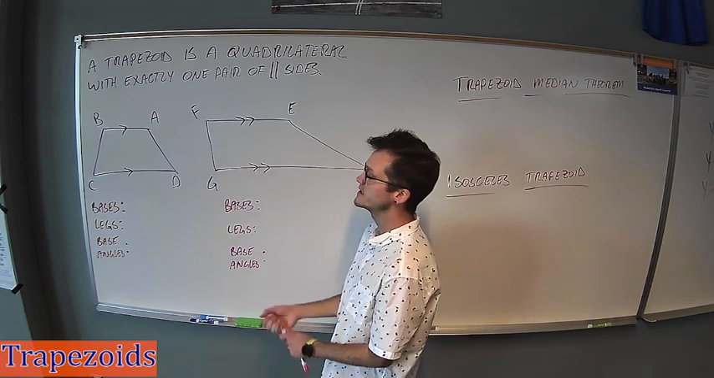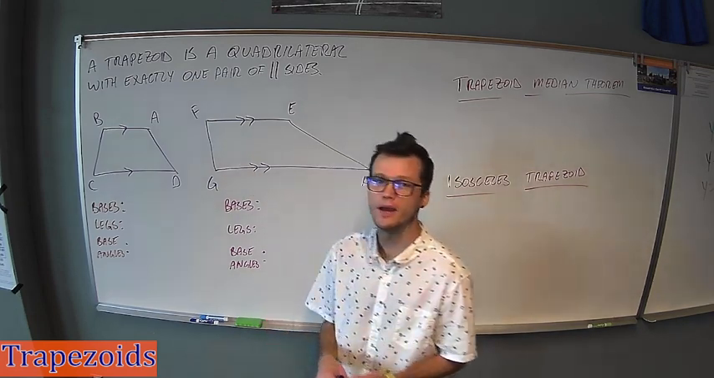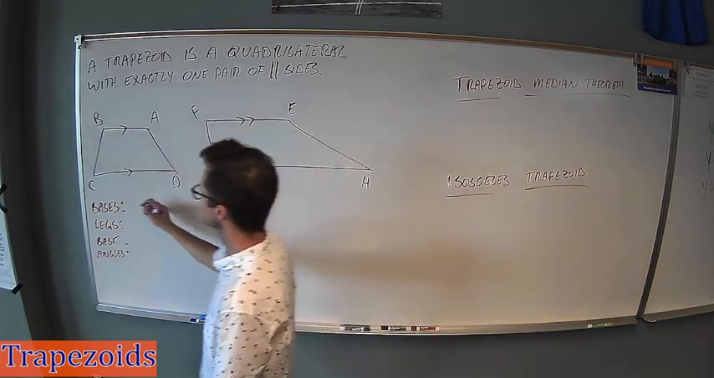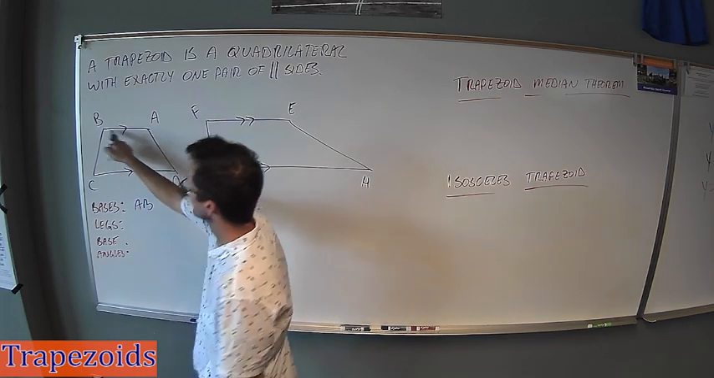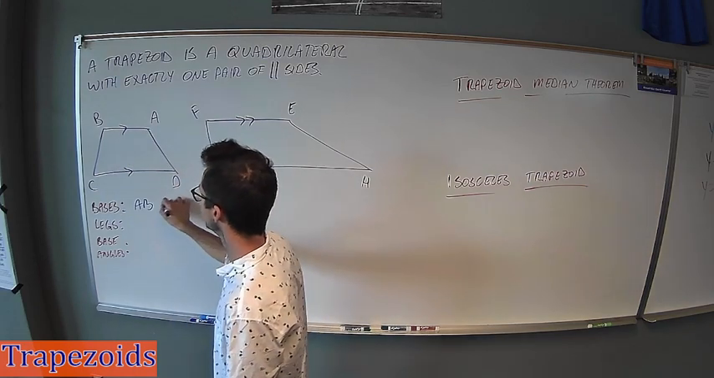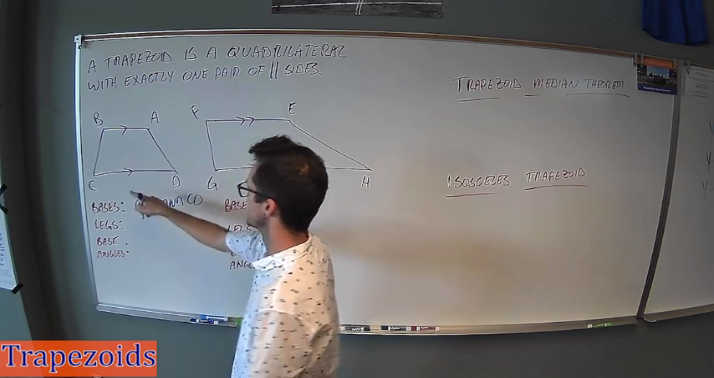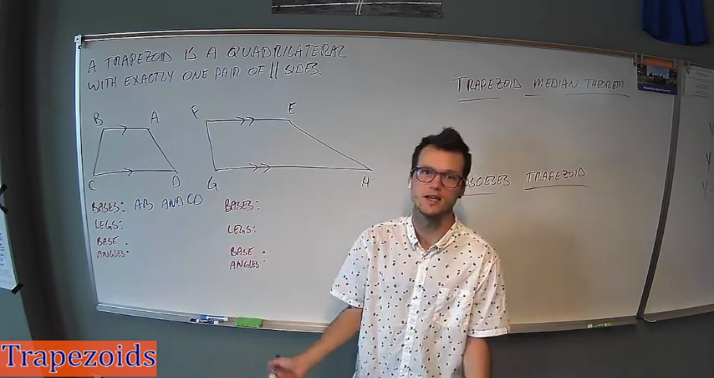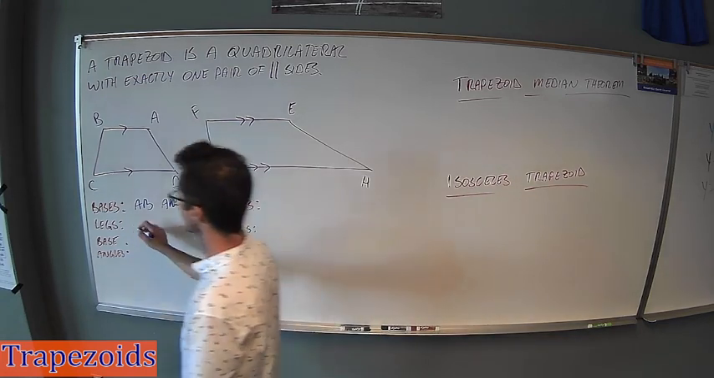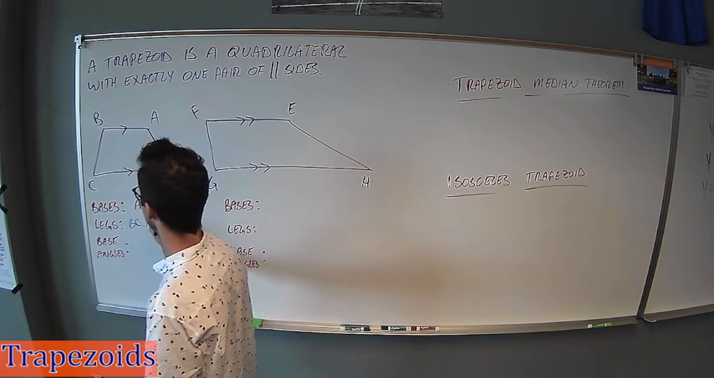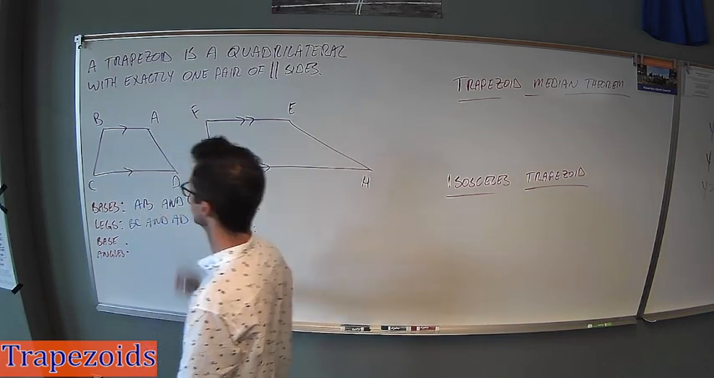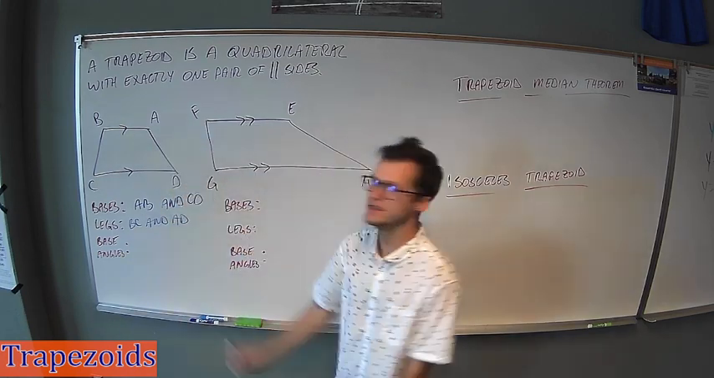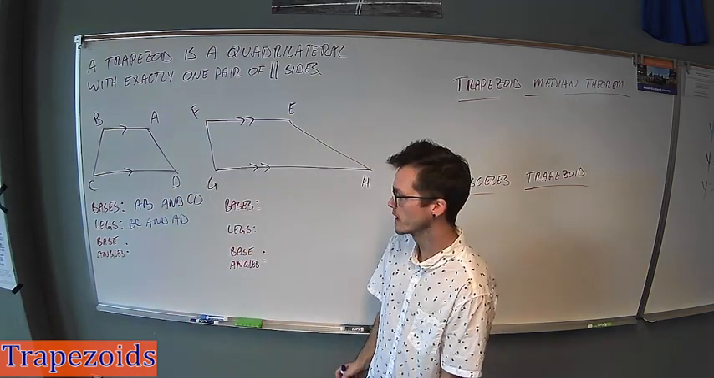So trapezoid ABCD, the bases are going to be the parallel sides. So in this case, side AB is a base, and CD is the second base. Those are just the two parallel sides. Now the legs, well, those are the other sides, the ones that aren't parallel. So in this case, it's going to be BC and AD. BC and AD, we call those legs when we're working with trapezoids.